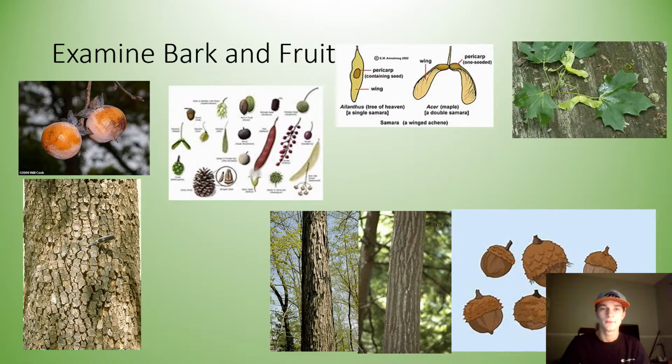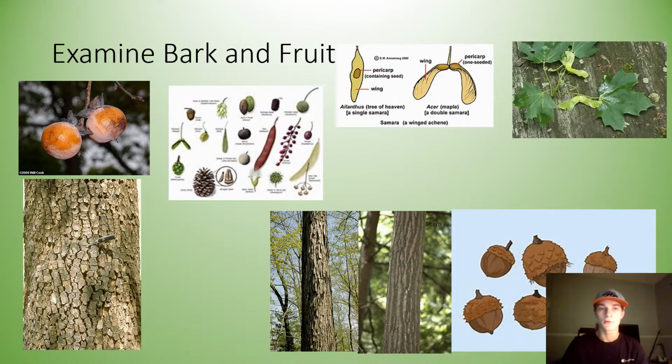The next step is to analyze the physical characteristics of the tree, such as the bark and the fruit. The bark and the fruit can be key identifiers to identify a species of trees. The fruit is normally common among the whole family of trees, such as the double-winged samara that's in the top right hand of the screen, and it is common among the whole family of maples.